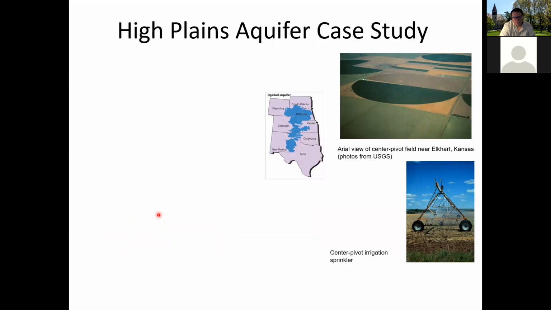So we've already talked about this a little bit in terms of California. I'm going to start talking about it in terms of the High Plains Aquifer case study now. Just to get you familiarized, the High Plains Aquifer starts in the southern half of South Dakota, a little bit of Wyoming, and then encompasses almost all of Nebraska, a good amount of Colorado, Kansas, the western panhandle of Oklahoma, and down into North Texas here.